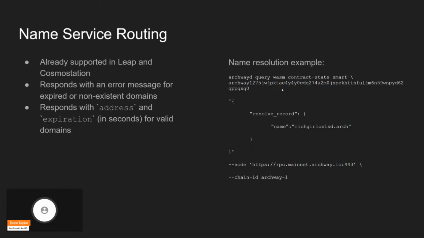without needing to know a longer Archway network address. This is already supported in Leap and Cosmos Station. The way that it works is if it's an invalid domain, you'll get an error response. If it's expired, that is also a case of invalid domain. So when I say invalid domain, I mean a domain which does not exist or is expired. If it's a valid domain, it will respond with the Archway address that name resolves to and an expiration date in seconds. That is a Unix timestamp in seconds.